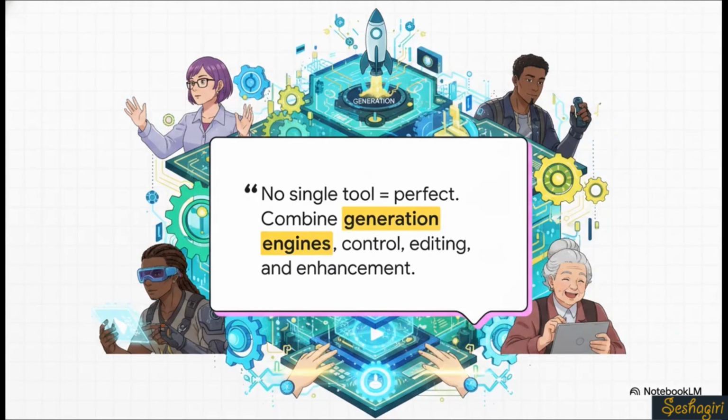And that brings us to this absolute golden rule of the modern AI stack. No single tool equals perfect. Real studios do not rely on one magic app to do the whole shebang. Instead, they stack specialized layers. The best creators combine exactly one generation engine, one control layer, one editing layer, and one enhancement layer. It's this precise combination, this layered stack, that gives you absolute, uncompromising power over your final film.